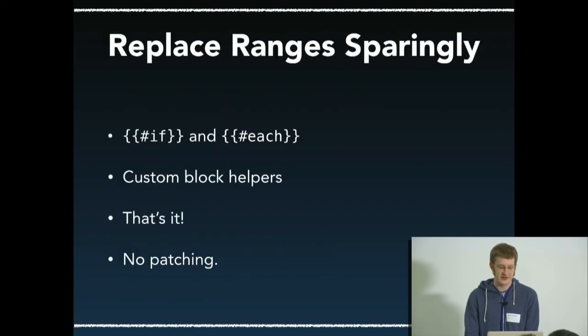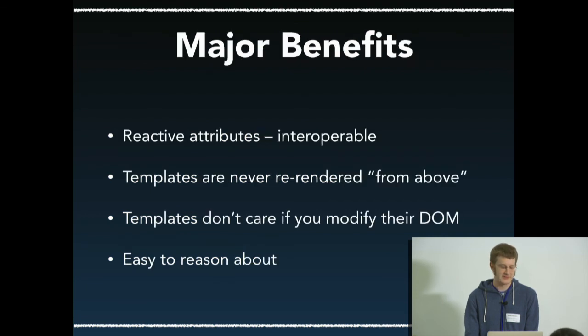There are, of course, cases where you have to replace a whole range of the DOM, and we want to do that sparingly because we're not having patching anymore. It's basically, if part of the DOM is replaced, it's because of an if or an each, because of a custom block helper, and kind of lumped into that is dynamically chosen templates, like you have a blog or a routing system where you want to calculate programmatically what template to display. If that changes, then of course the old template goes away and the new one comes in. But that's basically it. So it's a simpler model, has some major benefits.